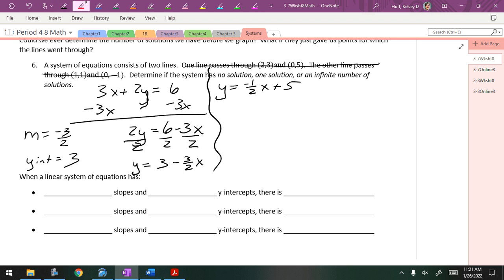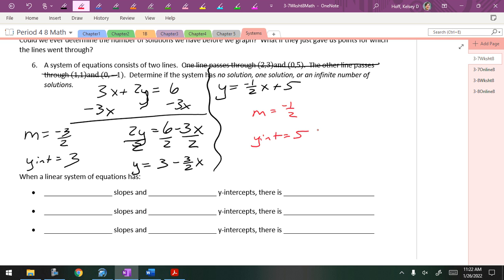On the other equation, is y by itself? Oh, thank God. My slope is negative 1/2. My y-intercept is 5. Somebody tell me, do I have one solution, no solution, or infinite solutions? One solution meaning those lines are going to cross and meet at a point. No solution, the lines are parallel and never going to touch. Or infinite solutions, when you graph them, they're going to graph to be the exact same line.